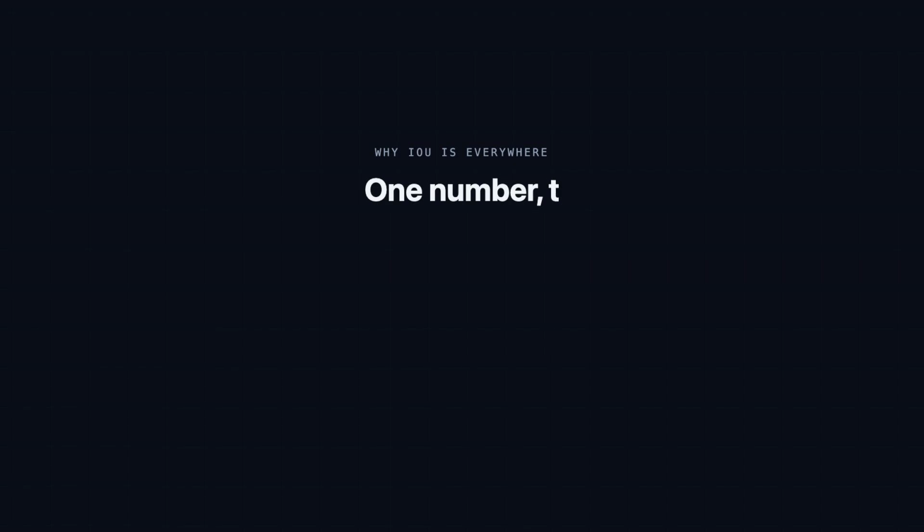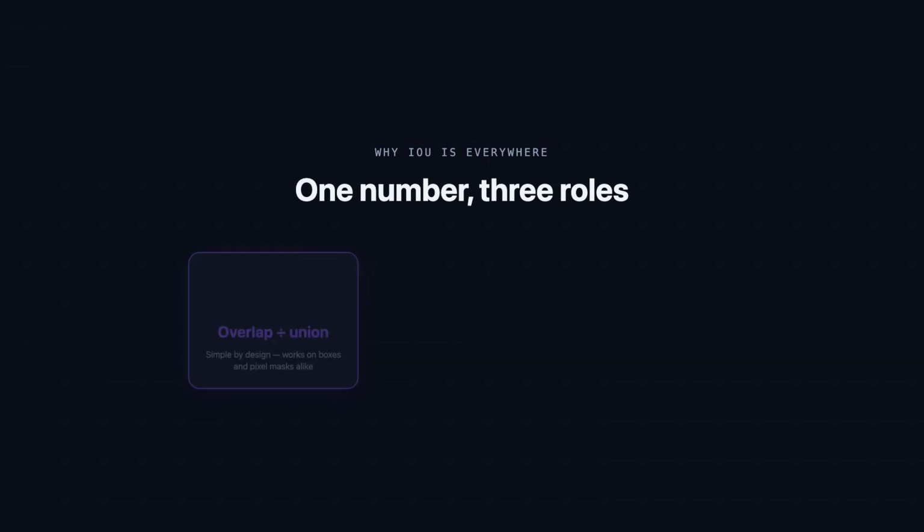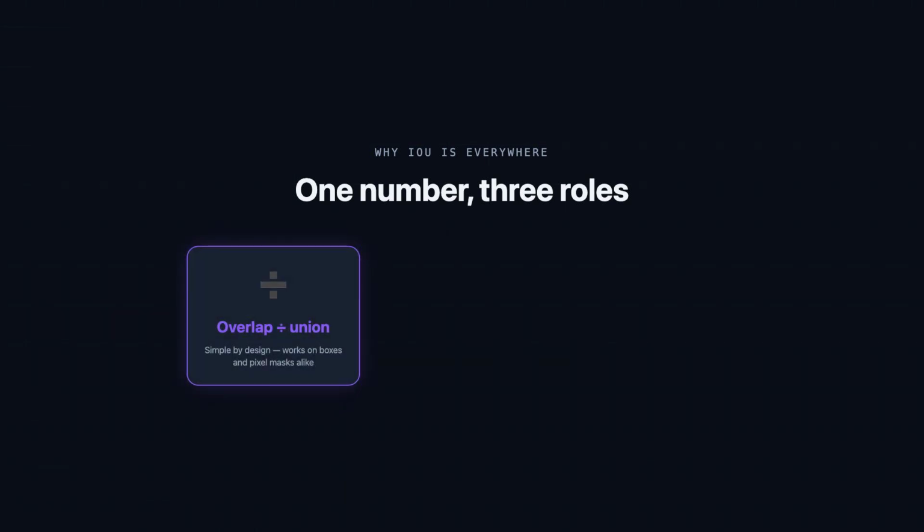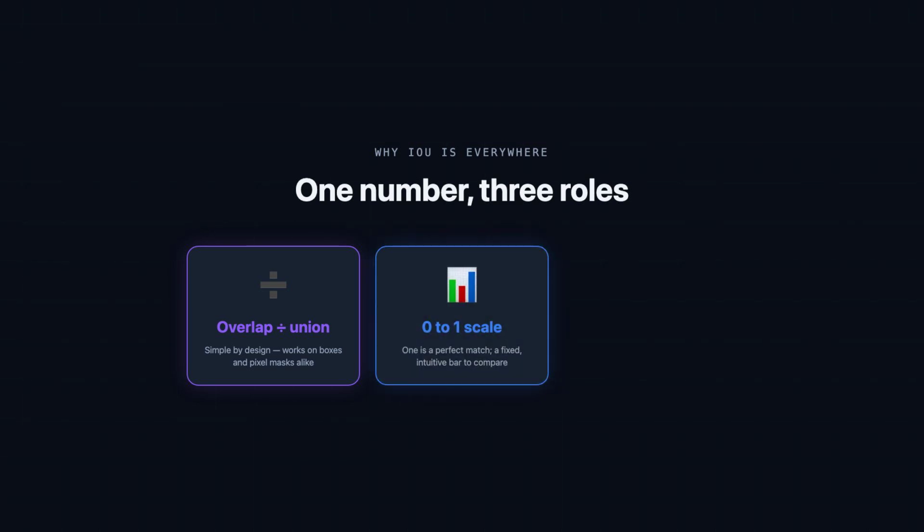Now, where does this little number actually show up? Three roles matter, and IOU quietly plays all of them. First, the definition itself. Overlap area divided by union area. Nothing more. That simplicity is exactly why it travels everywhere, working the same on bounding boxes and on pixel masks without any special casing.